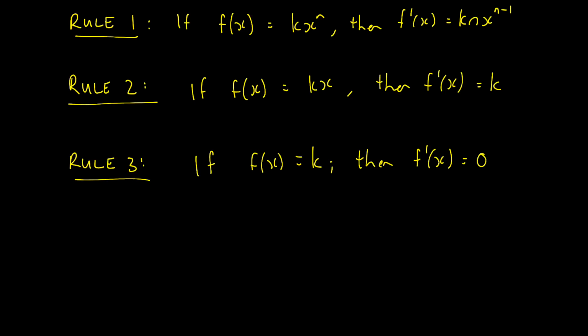Okay, third and final rule. If f of x equals k, in other words, a constant, then the derivative is 0. Just to put some perspective to this: if f of x equals a constant, that means y equals a constant, which means this graph would be a horizontal line through the y-axis. Obviously a horizontal line has zero gradient. So the short rule is that the derivative of any constant is always zero.